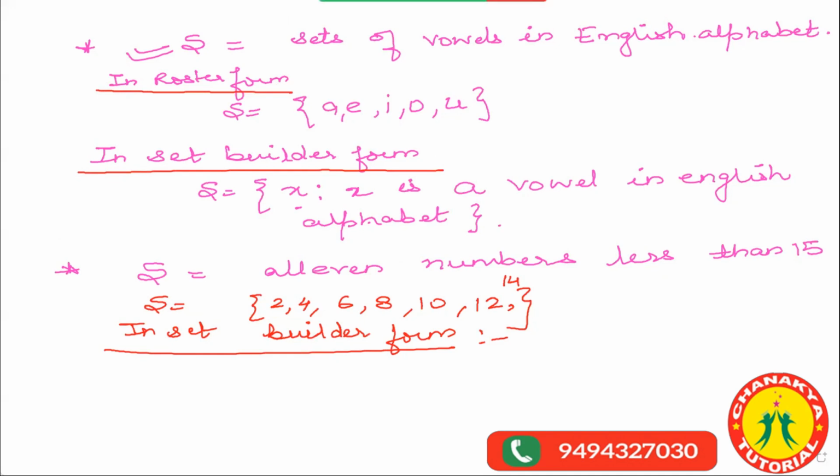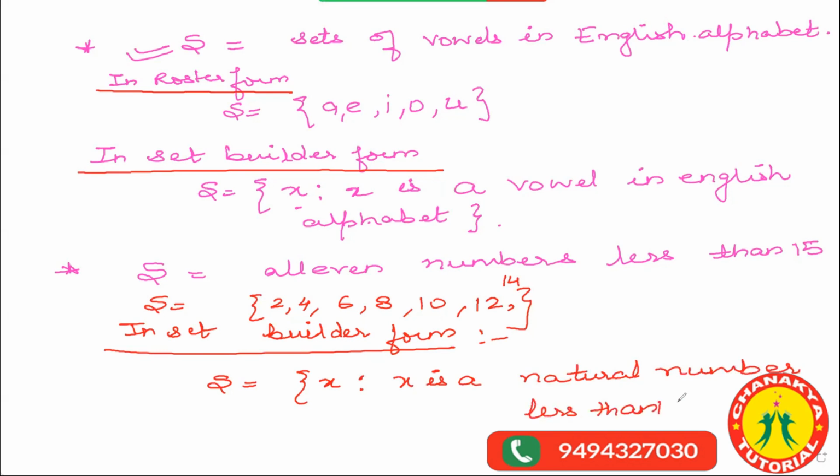Yes, the 3. X such that. Yes, very good, the 3. Good. So you can represent this in set builder form like this: S is equal to {x such that x is a natural number less than 15 and x is an even number}. Very good, children, all of you. And that is an even number.